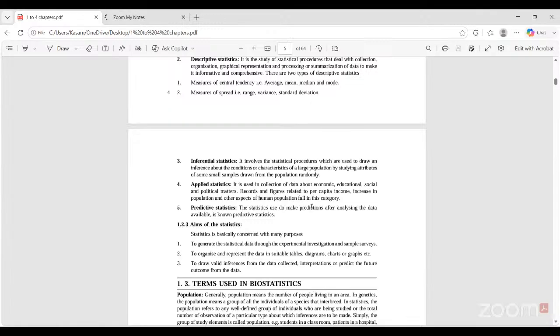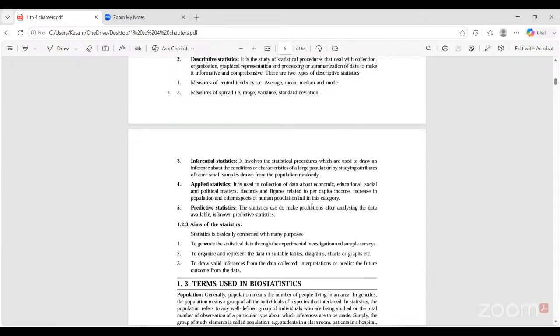Suppose sir is going on. So it is general statistics or applied statistics. Is anyone there? Yes, sir. Special intensive revision is going on.